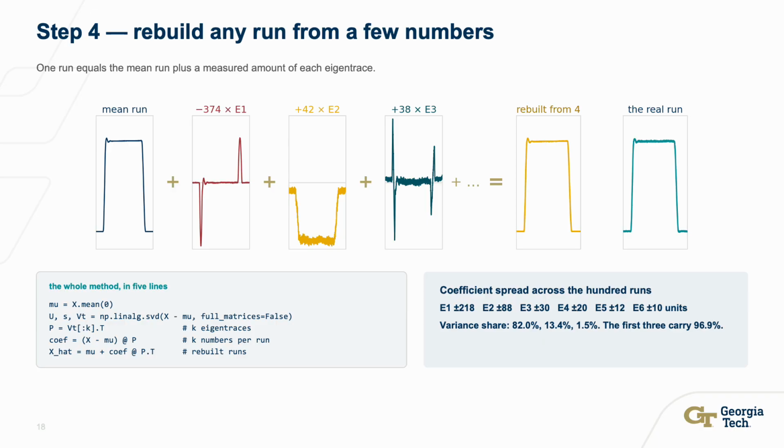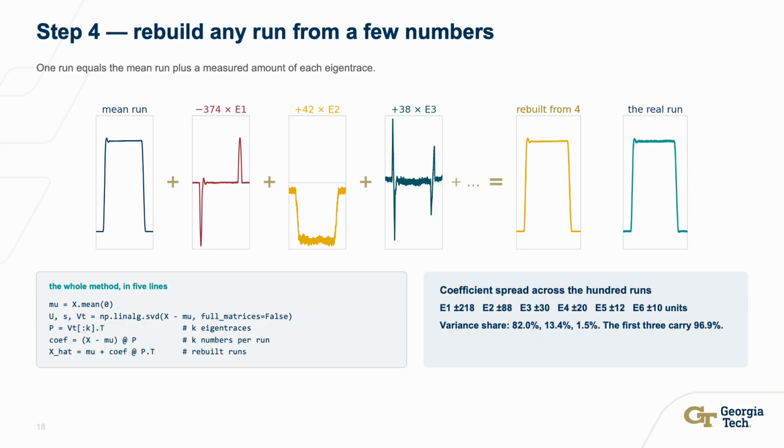Step 4 is the part that makes this useful. Any run can be written as the mean run plus a certain amount of the first eigentrace plus a certain amount of the second and so on. The figure shows it literally. Mean run minus 316 times E1 minus 39 times E2 minus 8 times E3, and the rebuilt run on the right sits on top of the real one. The code underneath is the entire method in 5 lines.